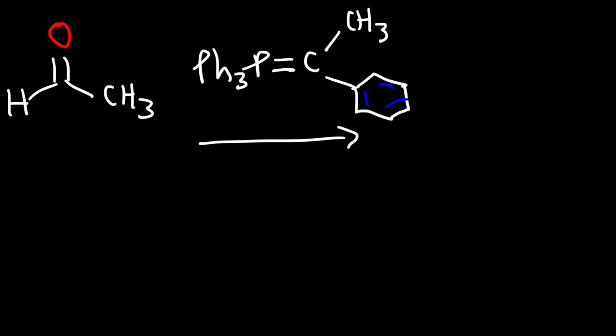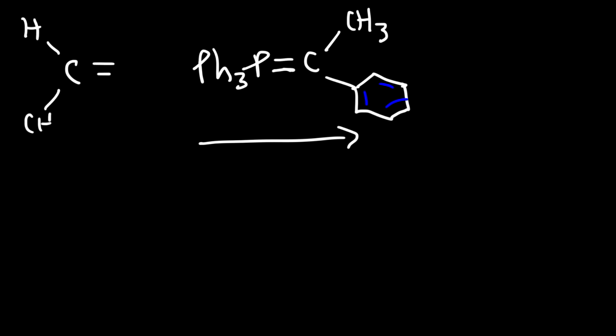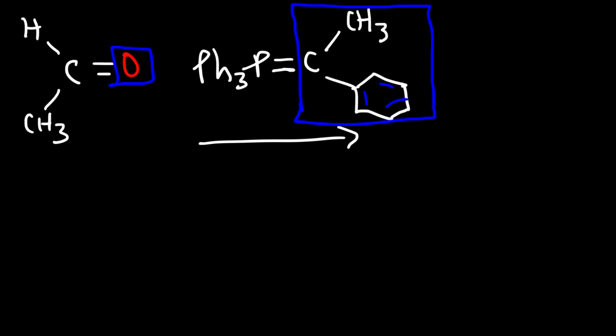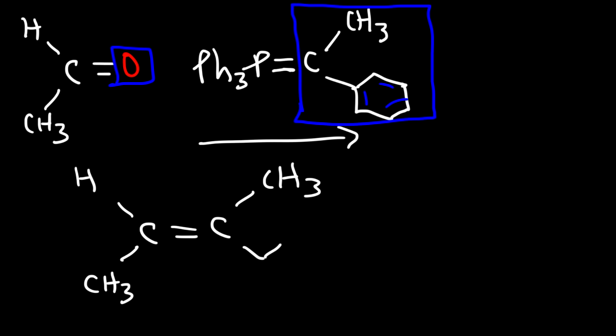So the first thing I would do is change the orientation of this molecule. And so I'm going to write it like this. And then all we need to do is replace the oxygen of the carbonyl group with what we see here. And so we can get this alkene, where the two methyl groups are trans to each other.